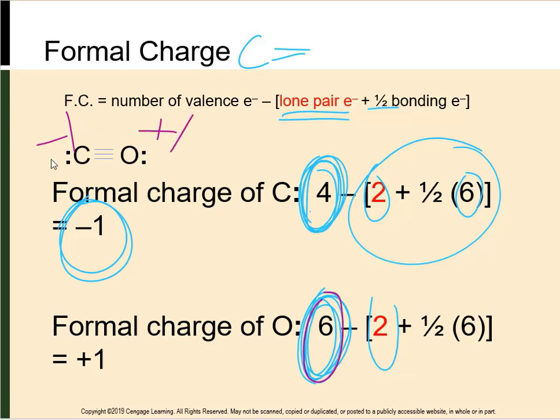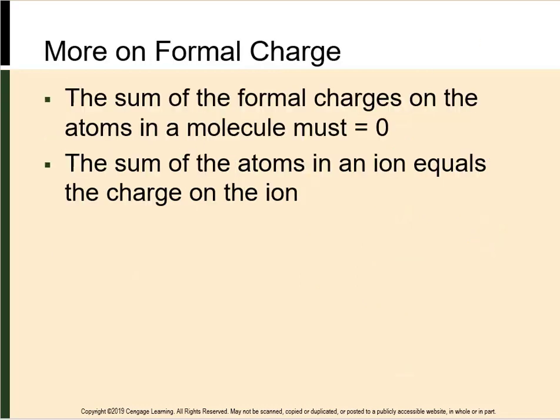The formal charge on my carbon is negative 1, so it would be slightly attractive to a positive ion on a different compound. And same with this one. This is a positive side, so it's going to be slightly attracted to a negative terminal. Note that the sum of the formal charges on the atoms in a molecule must equal 0.